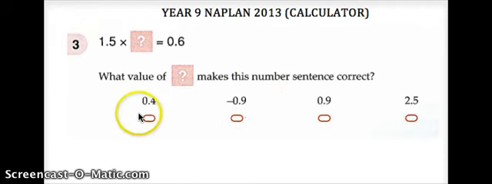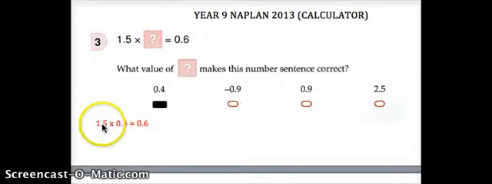Now, one way of doing this question is just to try in the different values for the answers. So we can try this first answer here, 1.5 times 0.4. You can do that on your calculator. If you do that on your calculator, you actually will get 0.6. So therefore the answer is 0.4. I'll just show that on the calculator now. So on your calculator, if you enter 1.5 times 0.4 and press the equals button, you will get 0.6. So you can shade in that 0.4 is the answer.